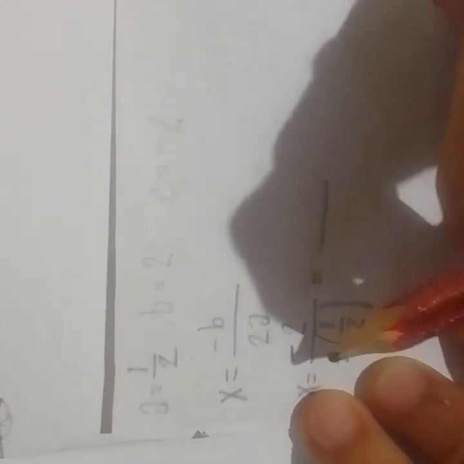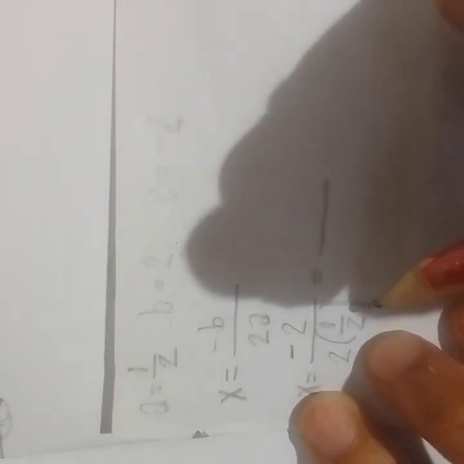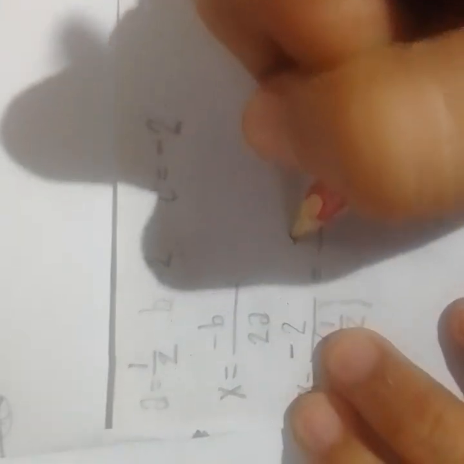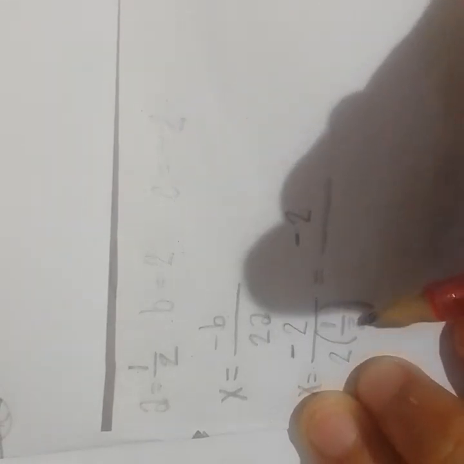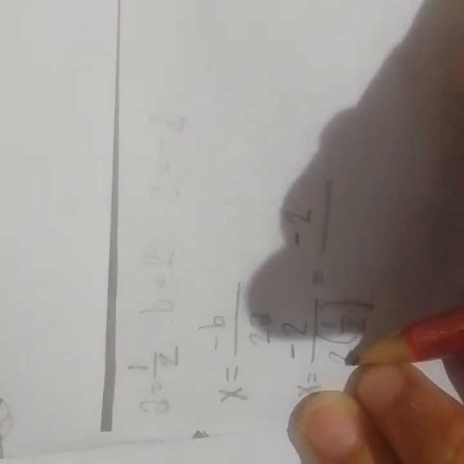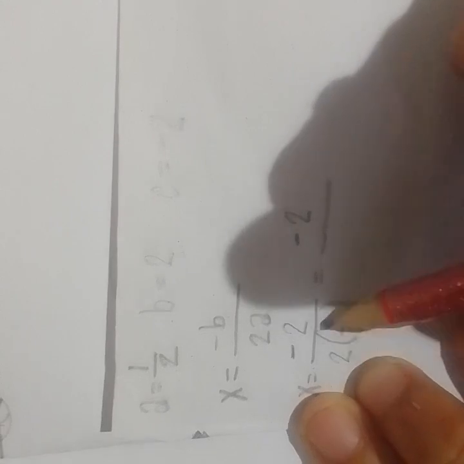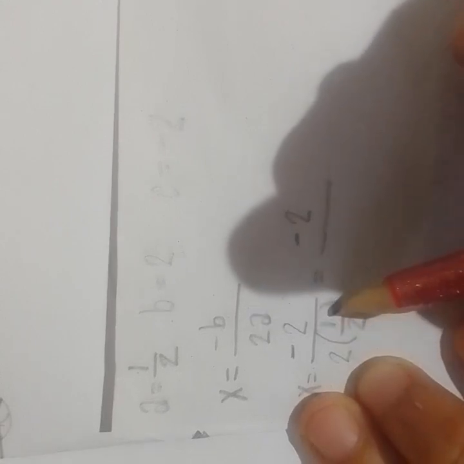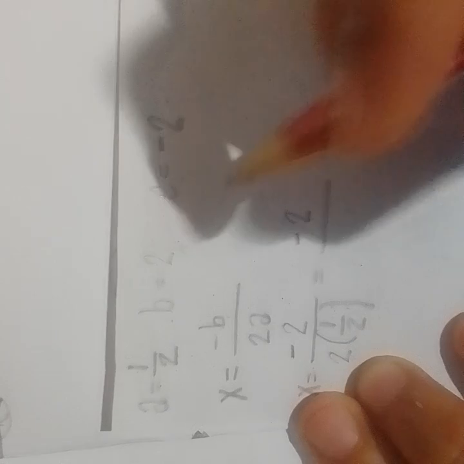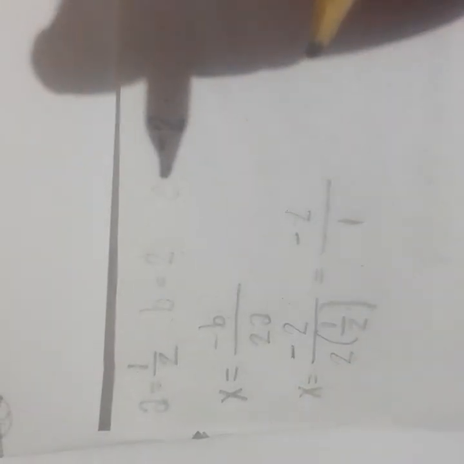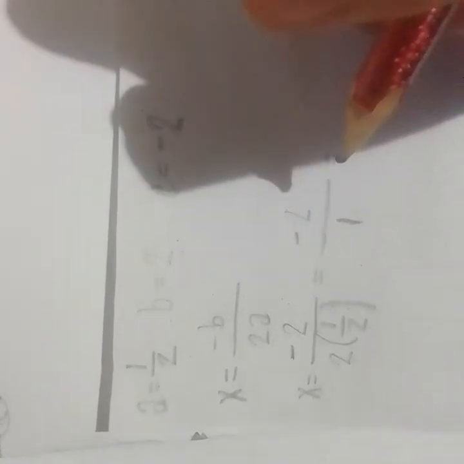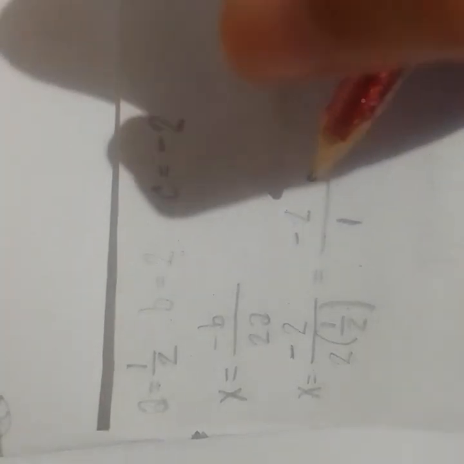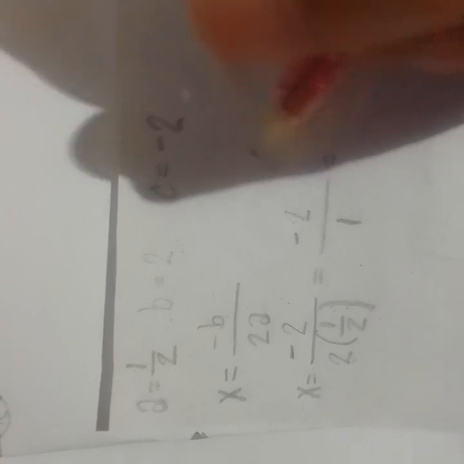Next, simplify the parenthesis. Copy the numerator, negative 2. For the denominator, 2 times 1/2, a whole number times the fraction. Multiply the whole number by the numerator of the fraction. 2 times 1 is 2. After that, divide by the denominator. 2 divided by 2 is 1. So 2 times 1/2 is positive 1. Next, we simplify further. Negative 2 divided by 1 is negative 2, obviously.